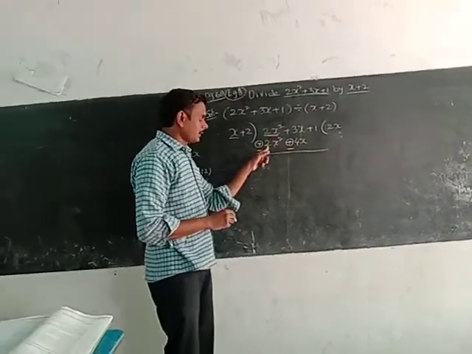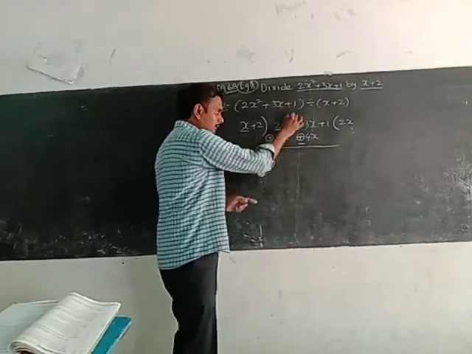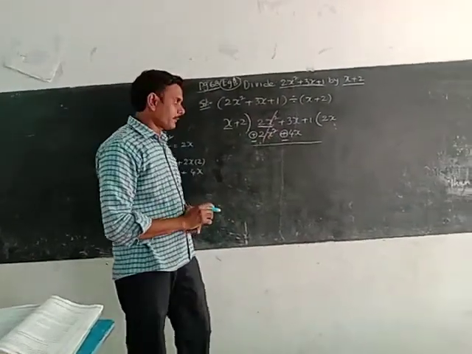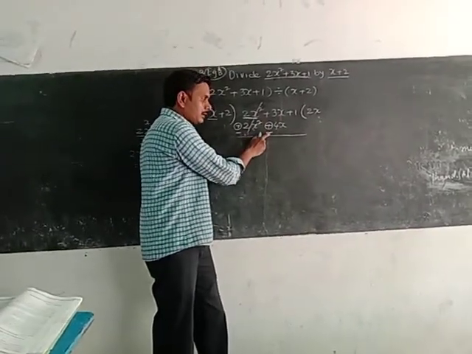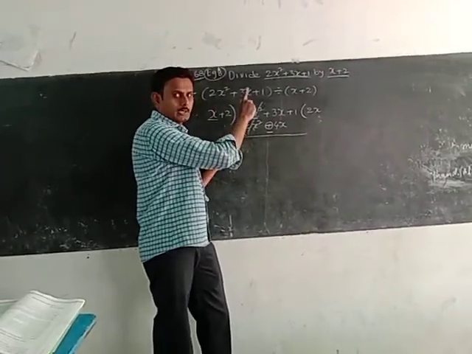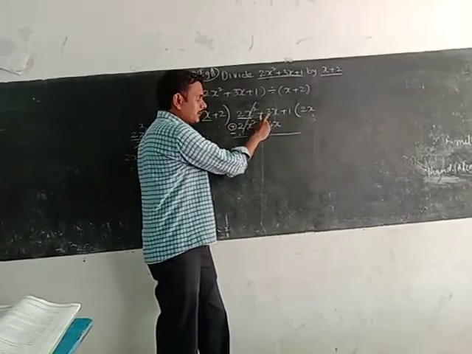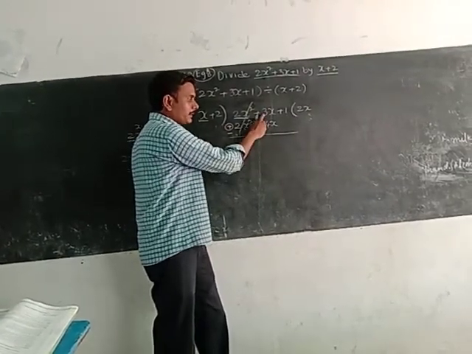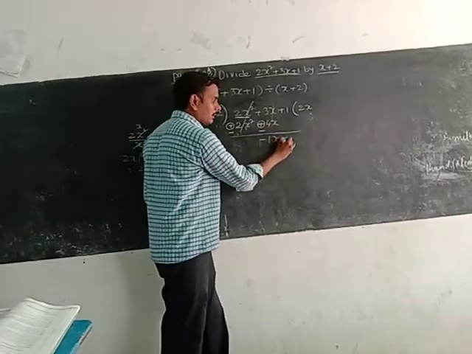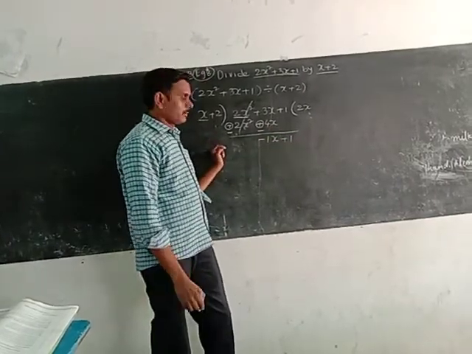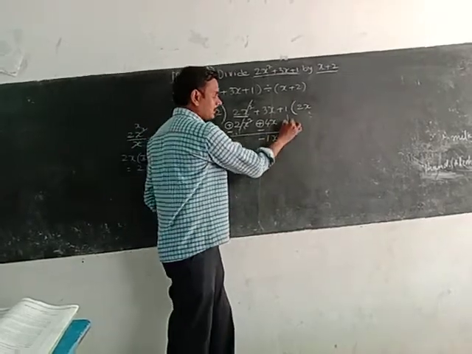Now 2x square minus 2x square, we have to cancel this because both have opposite signs. After changing the sign, only that you have to consider to add: minus 4x plus 3x. So minus 4 plus 3 means minus 1x. Minus 1x. One more term, the 2, so take that one down.